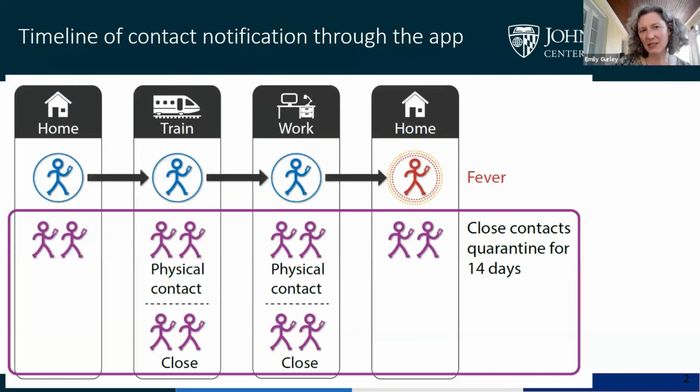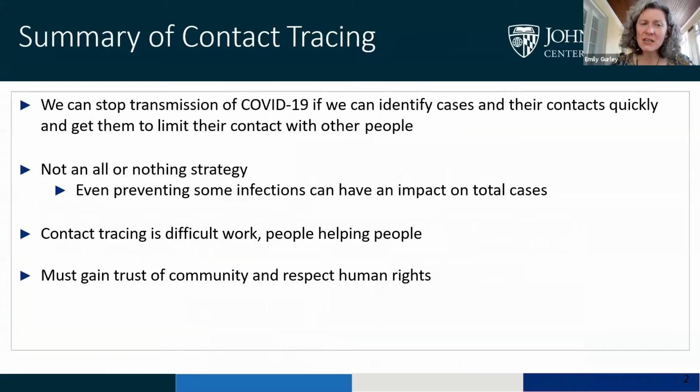So that's just basically how it works for folks who are interested in thinking about that. So in summary, contact tracing is very difficult, but it's the best strategy that we have right now for stopping spread in the community of COVID-19. It's not all or nothing. So even if you can't prevent all infections, it's still worthwhile, I would say, because even preventing a few infections could have a big impact on total disease counts in the community.